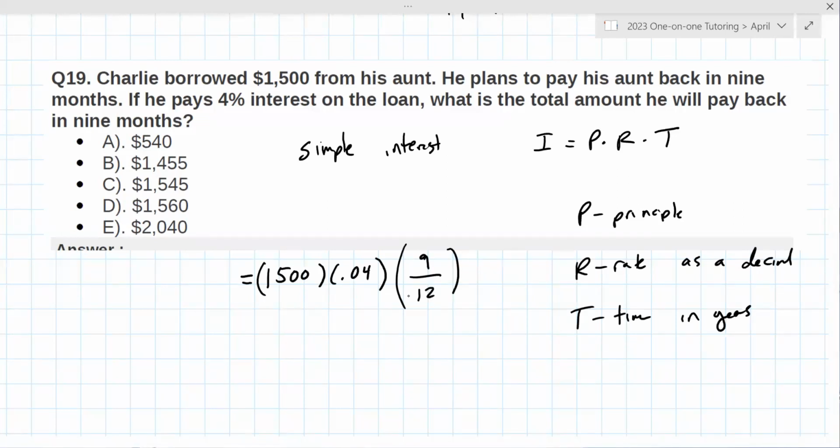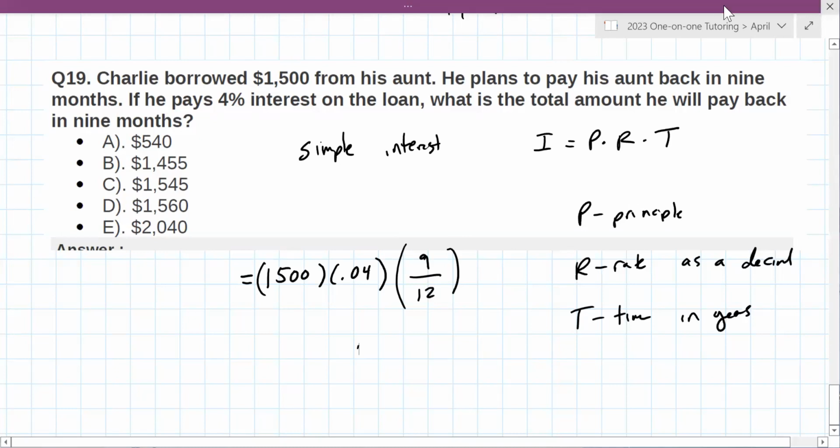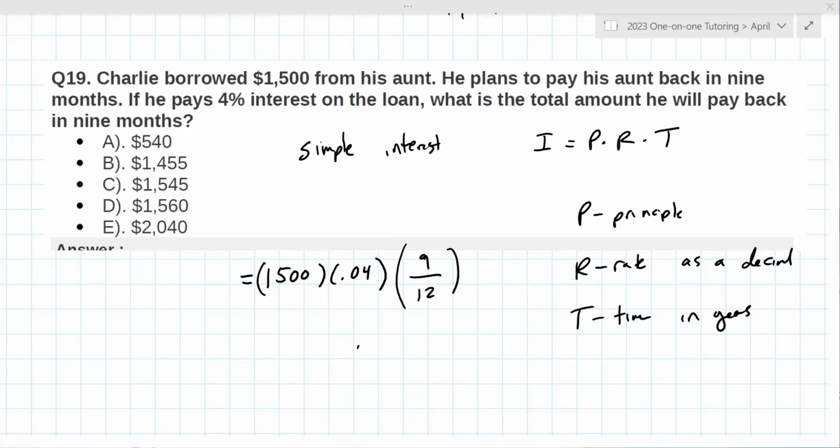Trying to decide here if they would actually allow you to use a calculator on this. Probably. Do you want to try calculating this? I would have to change the fraction into a decimal because I only have my phone calculator.